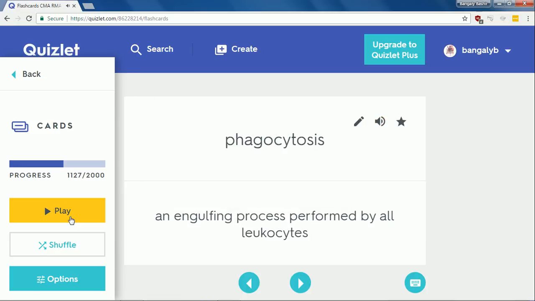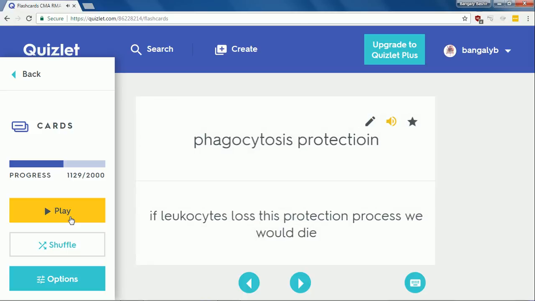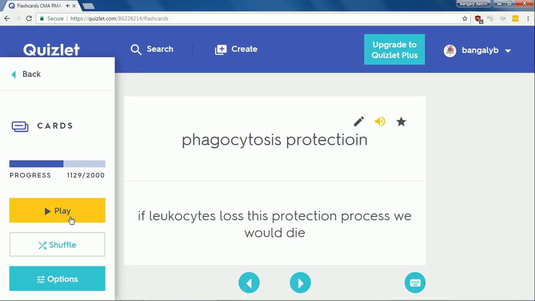Phagocytosis. An engulfing process performed by all leukocytes. Neutrophils and monocytes. Name the leukocytes that specialize in phagocytosis. Phagocytosis protection. If leukocytes lost this protection process, we would die.